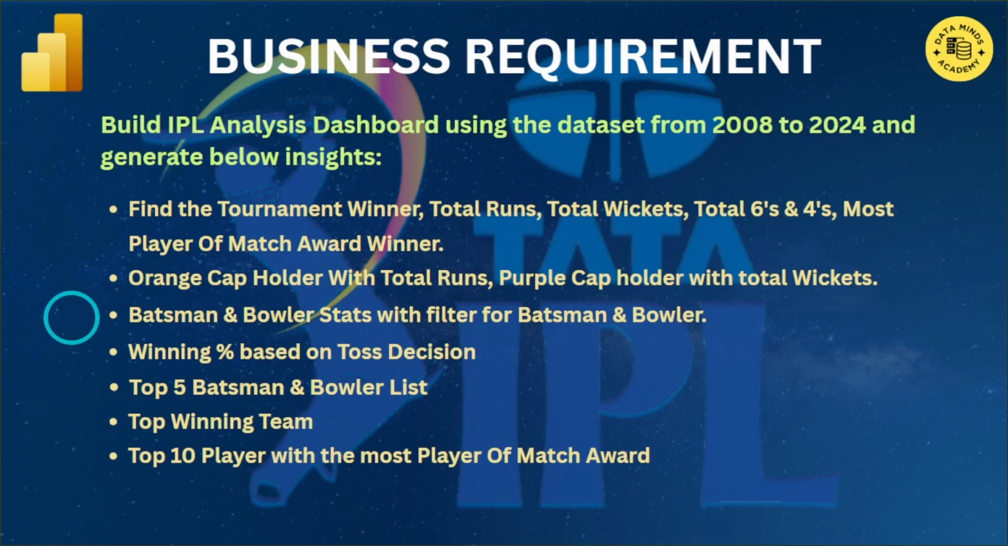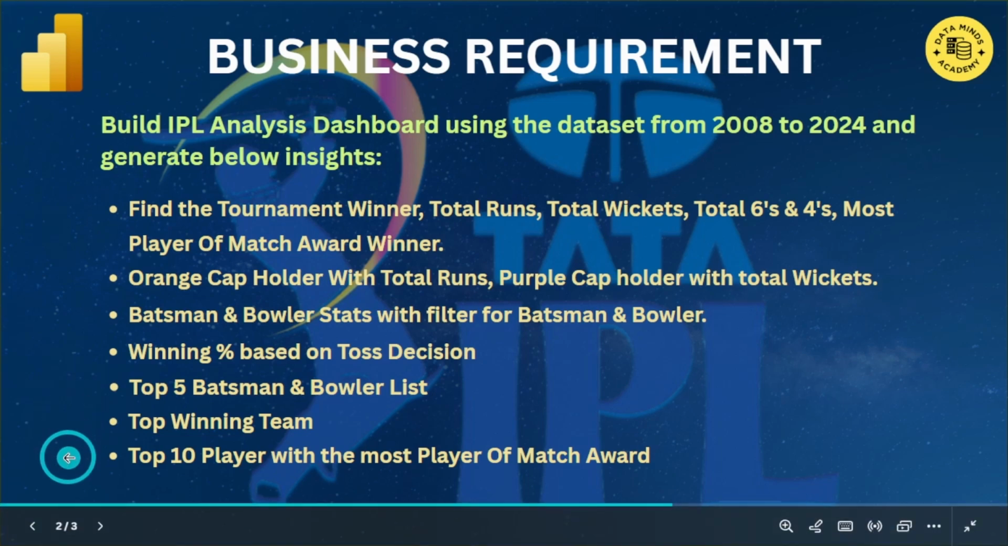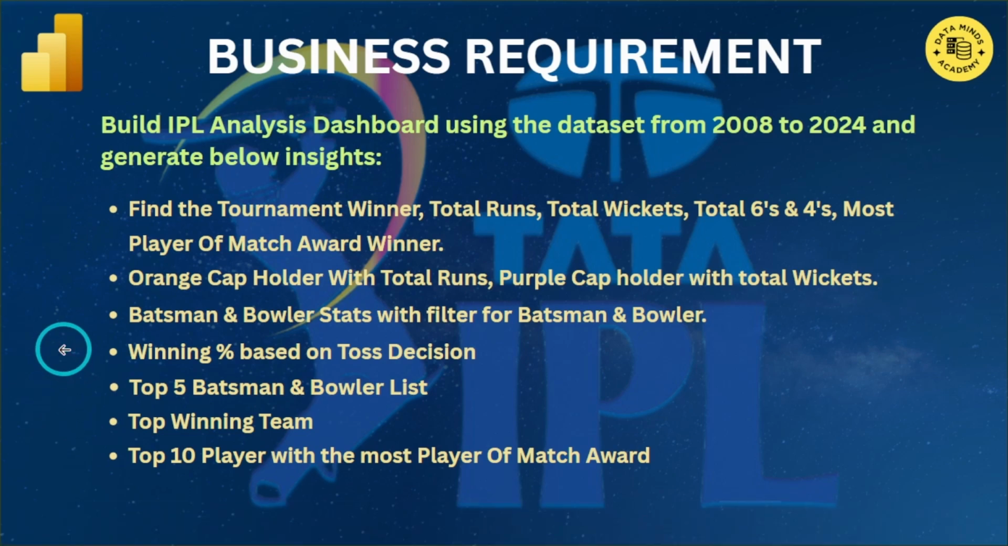So all these stats we will be generating for batsman and a bowler. Next, we are having the winning percentage based on the toss decision, whether if a team is winning and also has won the toss, what is the probability if it is fielding first or it is batting first. Next, we are having the top 5 batsmen and bowler list. We are having the top winning team and then the top 10 player with the most player of the match award. So these are the different insights we need to build in the dashboard.